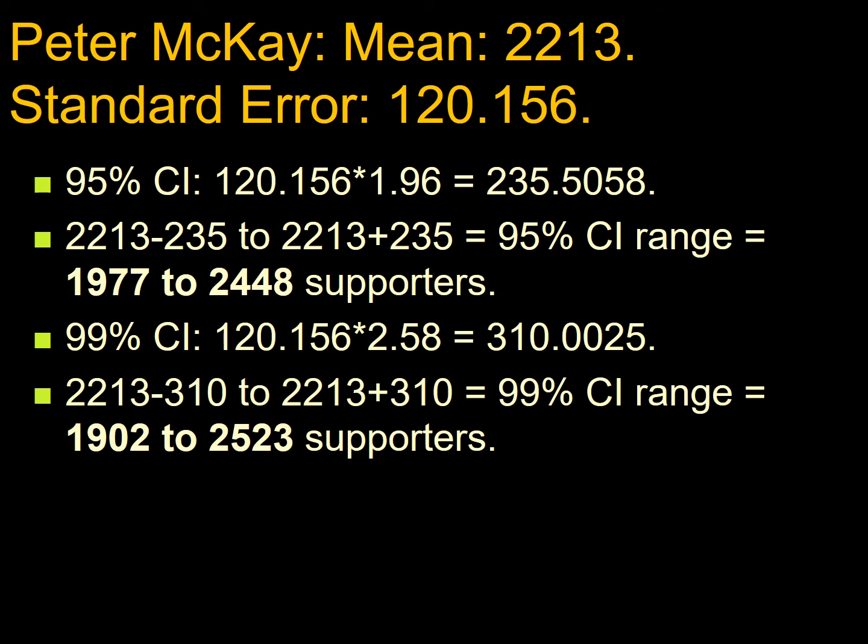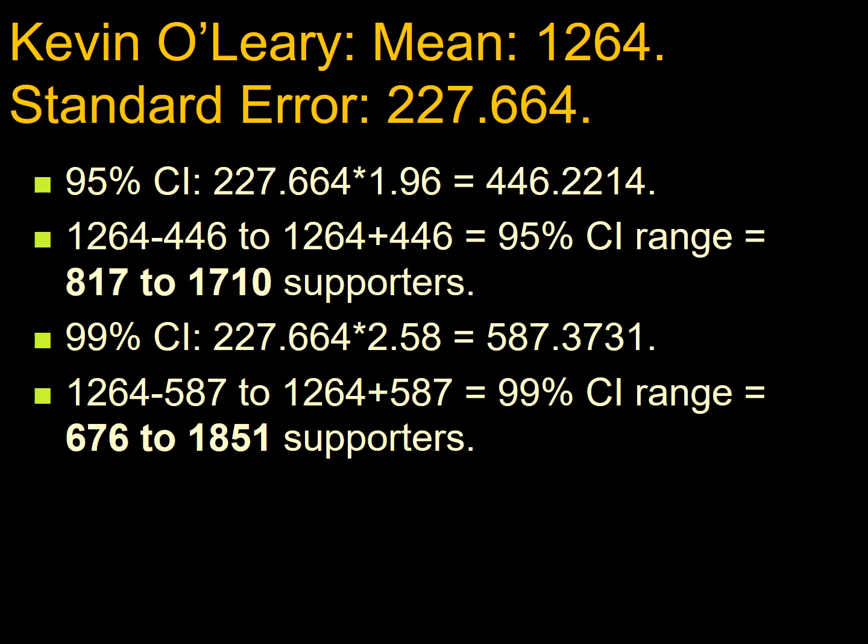So let's apply this now to the next candidate. Kevin O'Leary has a mean of 1,264 and a standard error of 227.664, which is what we calculated in step 2 above. The 95% confidence interval is 227 times 1.96, which is the 95% z-score we got from the table, and that gives us 446. So we take the mean supporters, 1,264 minus 446, and that ranges to 1,264, the average number of supporters, plus 446. And that gives us a 95% confidence interval of 817 to 1,710 supporters.